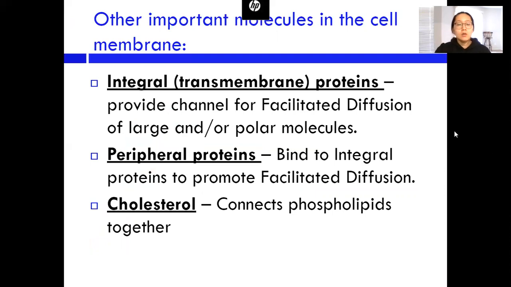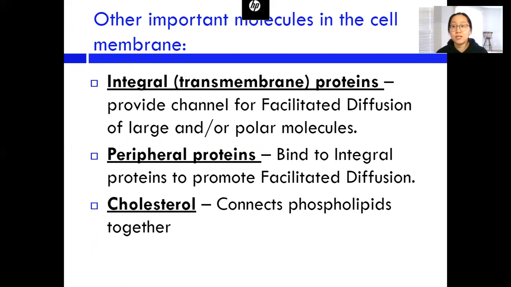Other important molecules in the cell membrane are transmembrane or integral proteins. They provide channels for facilitated diffusion. We'll get into what that is in a second. When you're moving molecules through the cell membrane, sometimes you need a protein channel just for helping. There are peripheral proteins that help facilitated diffusion work faster by recognition. They're like signaling markers telling certain molecules, hey, come over here and go through the cell membrane here.